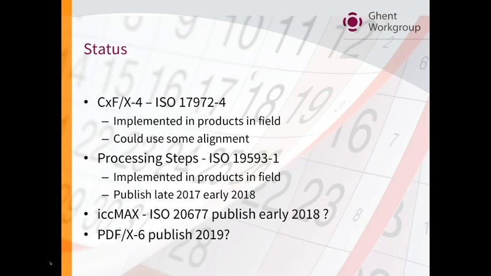ICC Max should be published hopefully early 2018. And PDFX6, which is our hope and the goal, is that all of these other things will come together and we will be able to align them and use them as part of the PDFX6 format, which should be published in 2019. At least that's the goal right now.